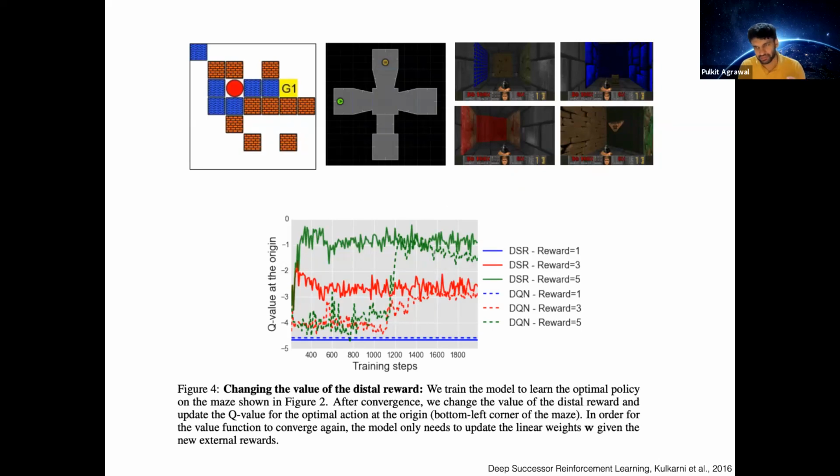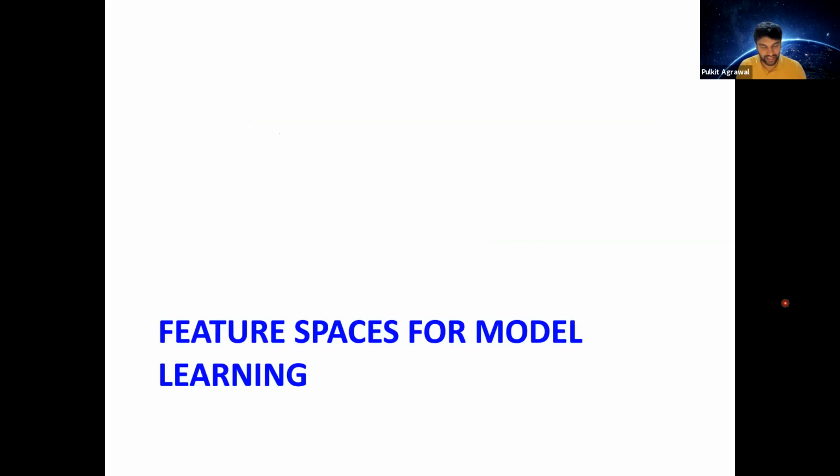No? Okay. Then if you want to look at one lab which does reinforcement learning and really works on successor representations, I recommend you check out Sam Gershman's lab at Harvard. I think he has some very nice papers on successor representations. So now let's move on to this next problem, which is feature spaces for model learning.